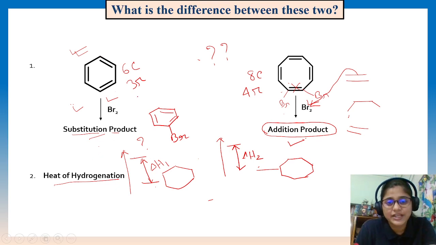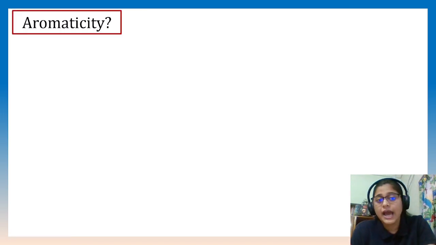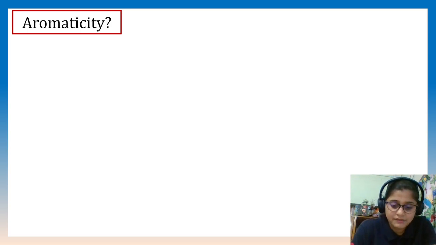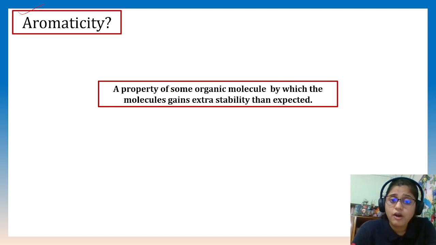The scientists actually investigated this and we are reading it now. So let's talk about aromaticity. Then this kind of word came into our chemistry. So what is aromaticity now? Scientists were actually puzzled to see such a result, and aromaticity is an explanation to this kind of problem. So what is aromaticity actually? A property of some organic molecules by which the molecules gain extra stability than expected.